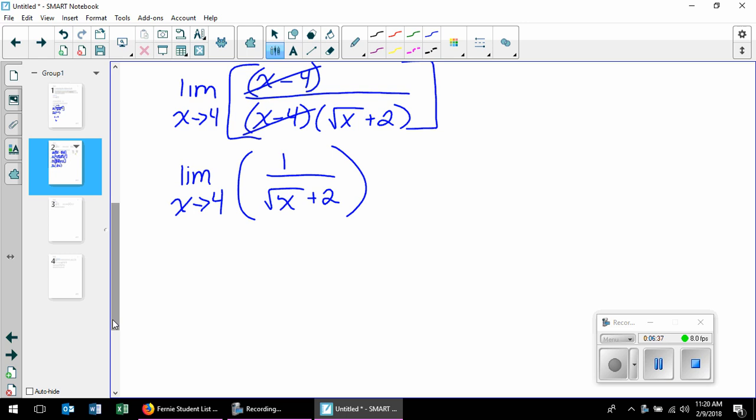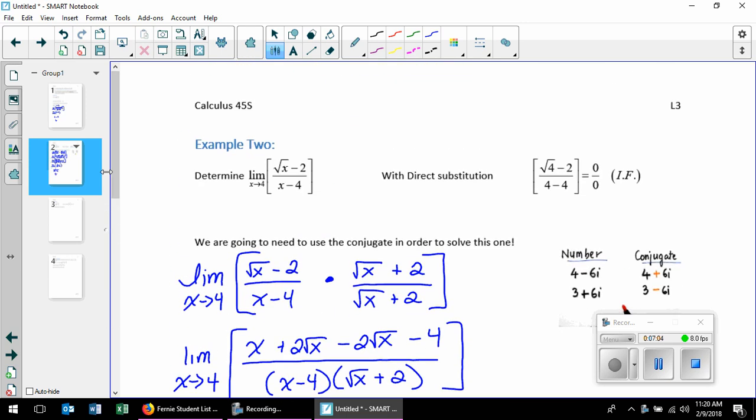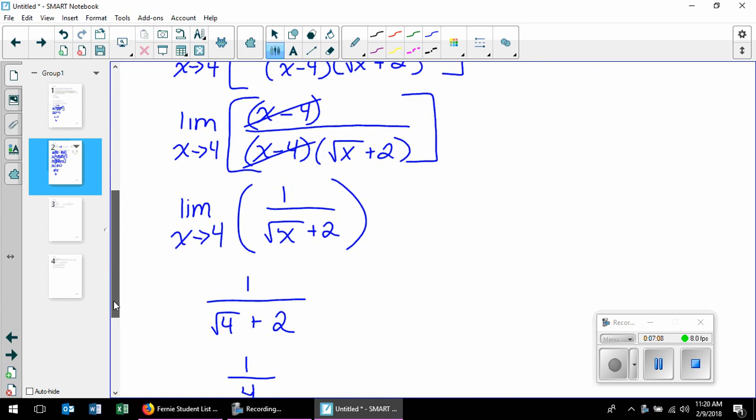So the whole goal when you get into indeterminate form is to do something mathematical that changes the way it looks, but doesn't change the value. And then you wait, the variable wait. All right, so now we can do direct substitution. I'll have 1 over root 4 plus 2, so this would be 1/4. So the limit of this function, if I go way back up here, is 1/4.